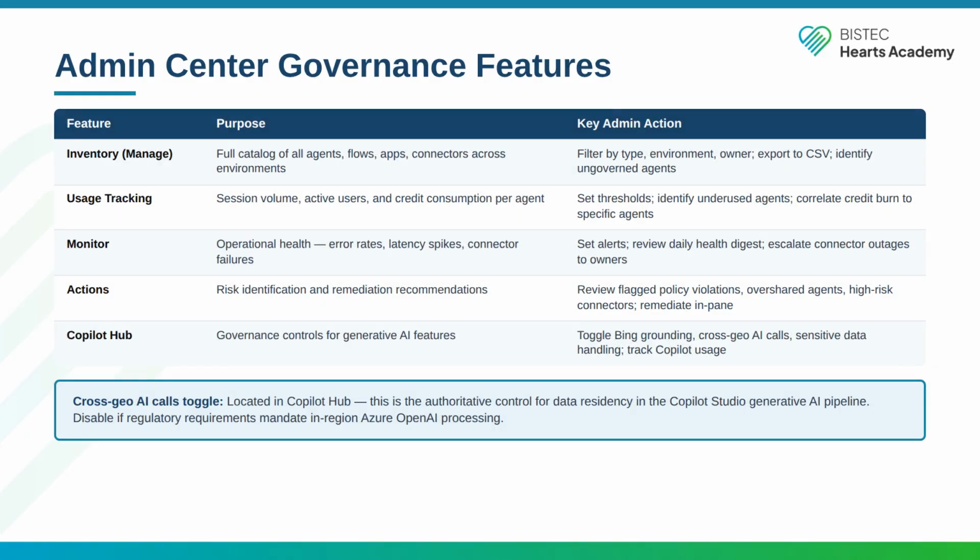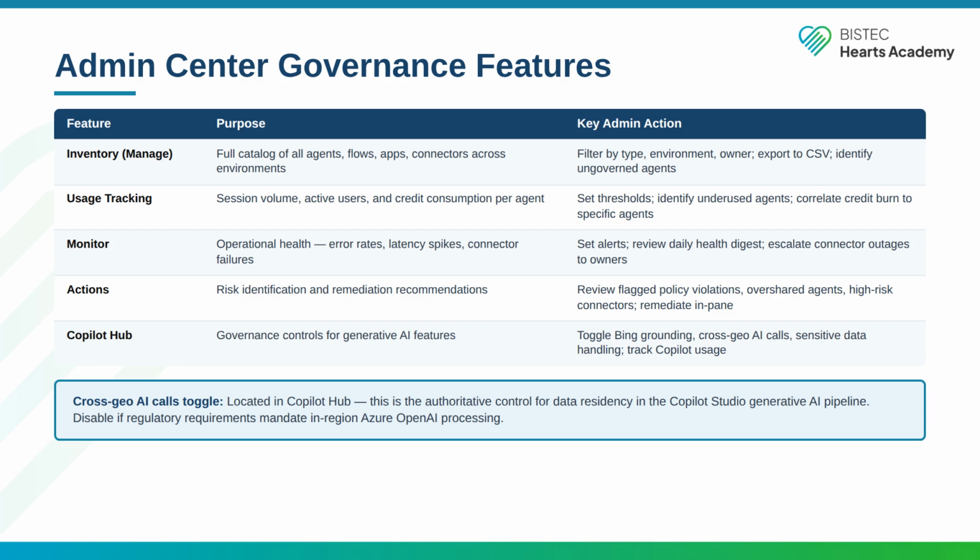The Power Platform Admin Center provides 5 governance features that together give you operational and compliance control over the agent estate at tenant scope. Inventory in the Manage tab is your full catalog of all agents, flows, apps, and connectors across every environment in the tenant. The key admin actions are filtering by type, environment, and owner, exporting to CSV for audit reporting, and identifying ungoverned agents, those with no owner assignment or no DLP policy association. This catalog view is what the governance automation flow in Hour 3 automates.